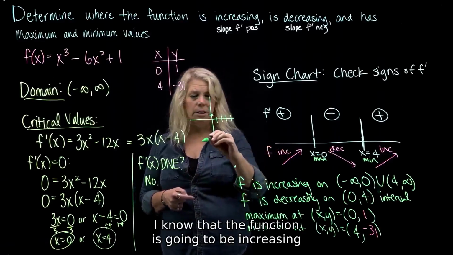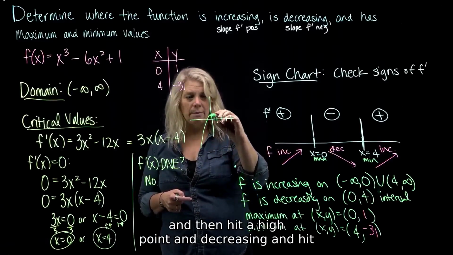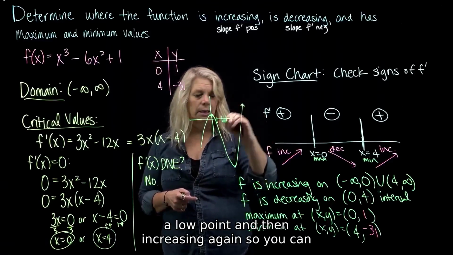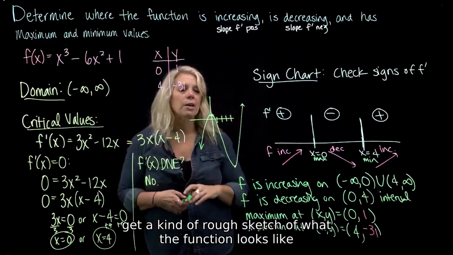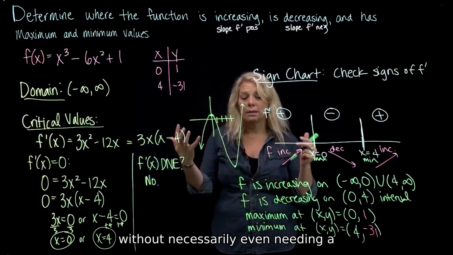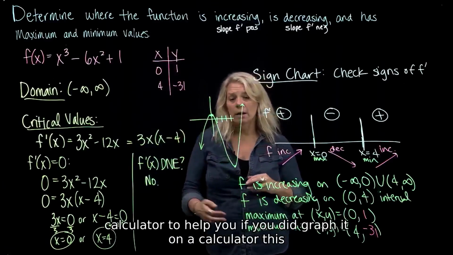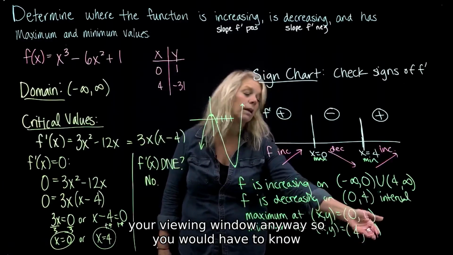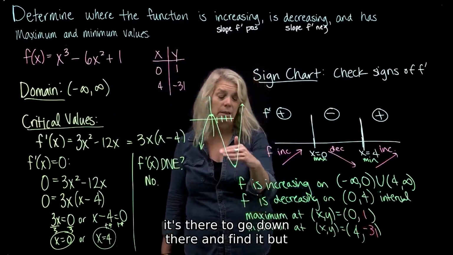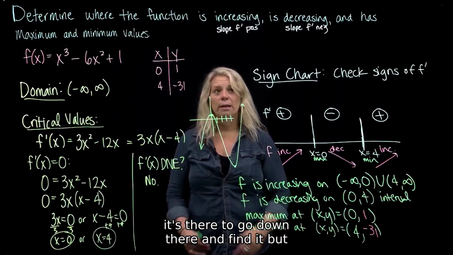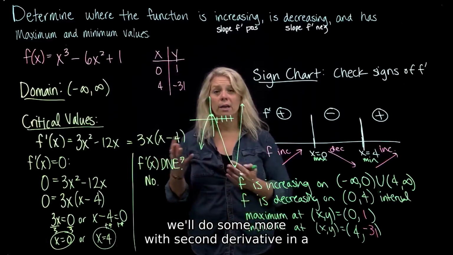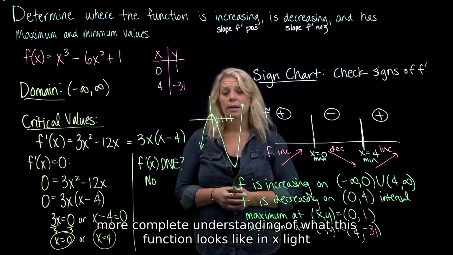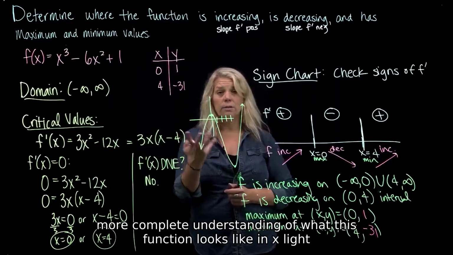And I know that the function is going to be increasing and then hit a high point, and decreasing and hit a low point, and then increasing again. So you can get a kind of rough sketch of what the function looks like without necessarily even needing a calculator to help you. If you did graph it on a calculator, this would probably be off your viewing window anyway, so you would have to know it's there to go down there and find it. But we'll do some more with the second derivative in a later video and talk about how to get an even more complete understanding of what this function looks like and acts like.